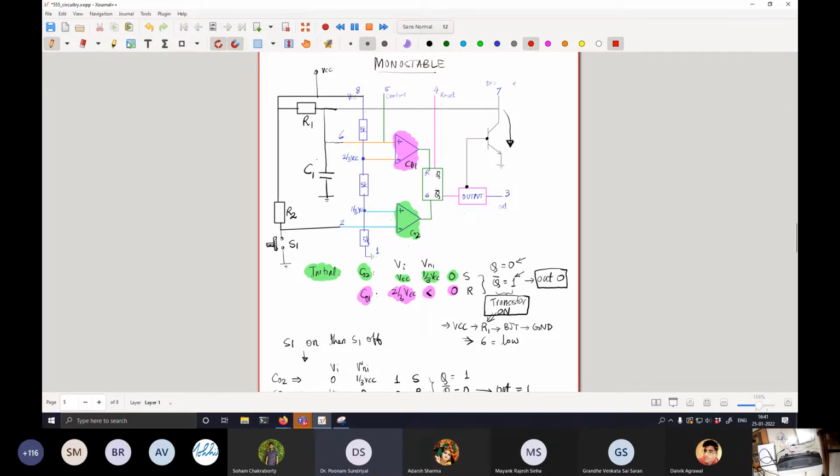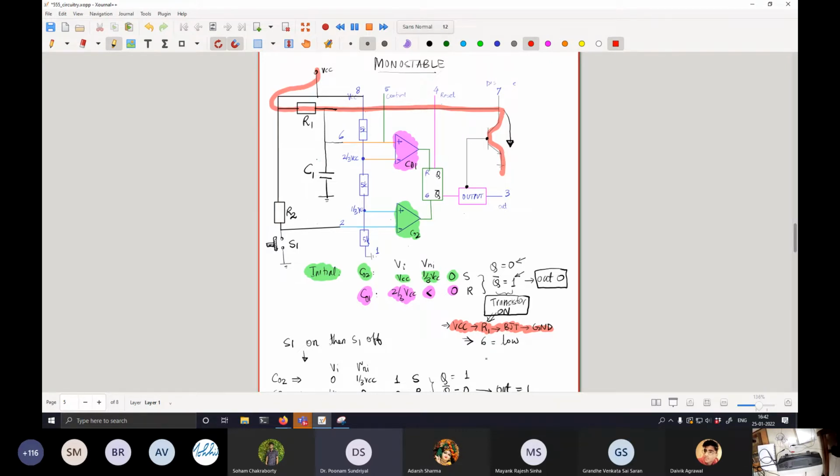It means that we have a way to go from VCC through R1 through the BJT to ground. Meaning when this is on, we will go through VCC to R1 through this to ground. Okay. This line is shorted. When this is shorted, it will simply go through this. It will not try to go through the capacitor.